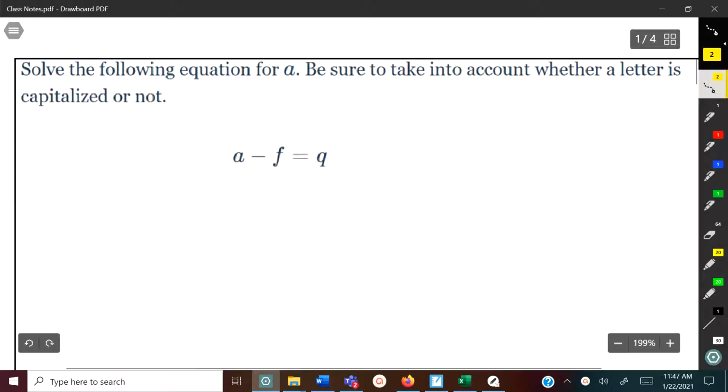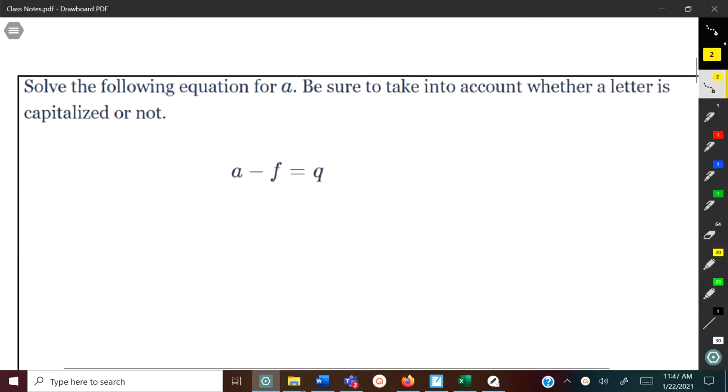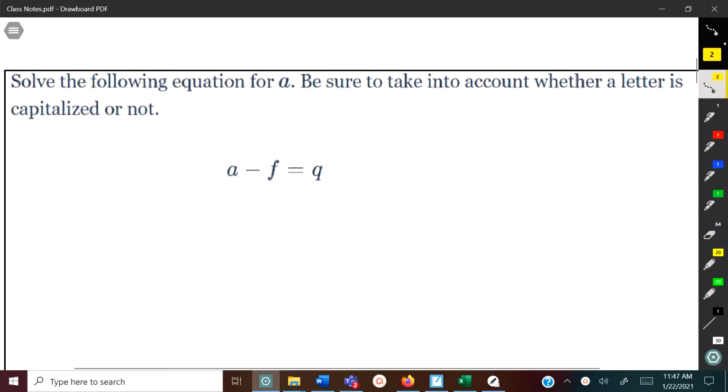Here it says solve the equation for A, and be sure to take into account whether a letter is capitalized or not. What they're saying is, if you have a capital A, use a capital A. If you have a lowercase a, use a lowercase a.